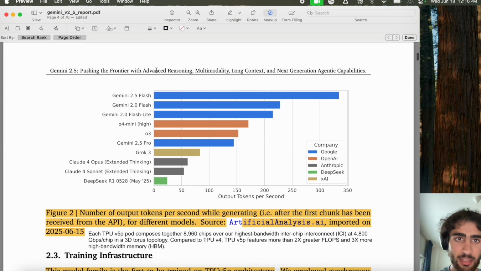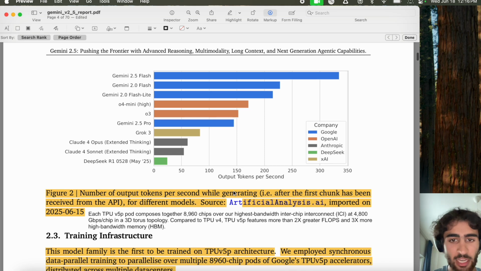And here they have a comparison with OpenAI, Claude, Grok, and DeepSeek based on the number of tokens per second while generating, so the throughput. Once again, Google may or may not have construed the data to show them at the top, because they're literally ahead of everybody in this graph. So take this with a grain of salt.